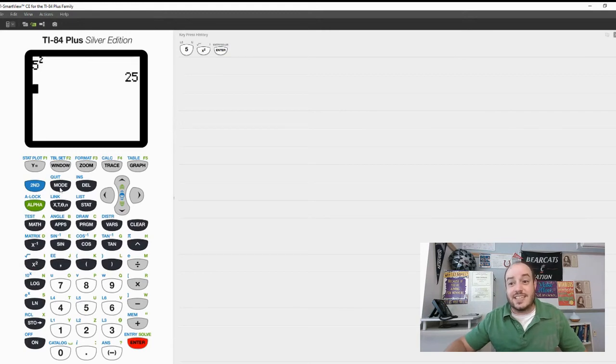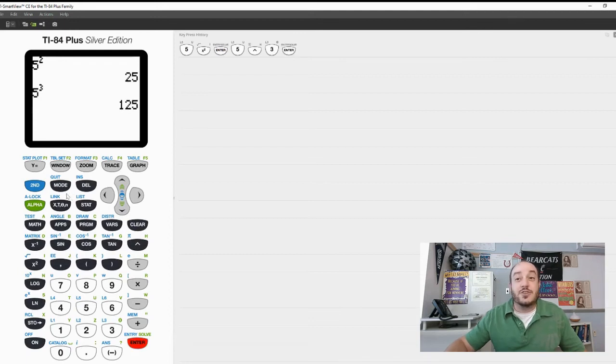Now, just like last time, if I want to raise it to a power other than 2, then I'm going to use the caret. But this time, the caret is located over here. So if, let's say, I want to raise 5 to the 3rd power, then I would do that and hit enter.